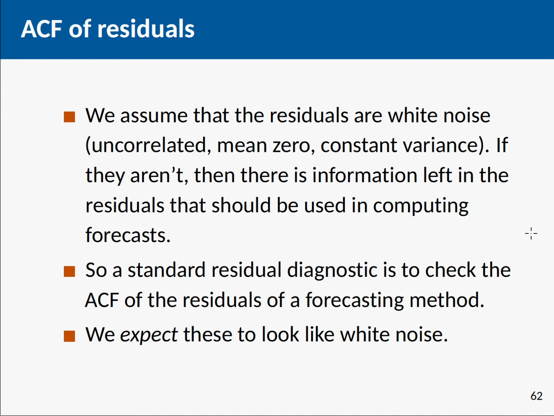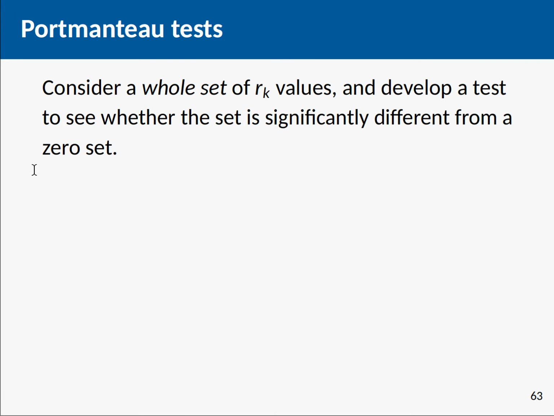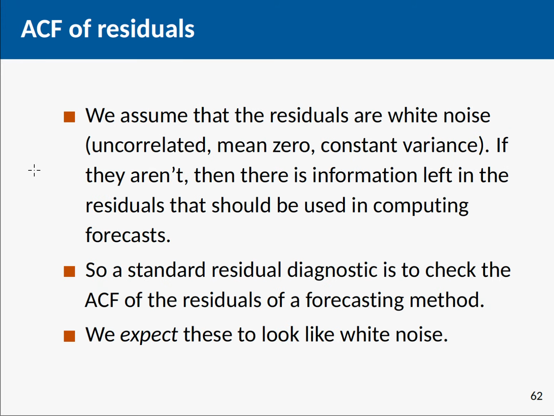We assume that the residuals are white noise. That means they're uncorrelated, they have mean equal to 0, and they have some kind of constant variance. If they aren't, then there is some information left in the residuals that should be used in computing forecasts or fitted values in this case. So typically we want to check the residual diagnostics in these ways to see what is going on with the ACF, etc. Okay, but we want them to look like white noise. So how can we test for this?